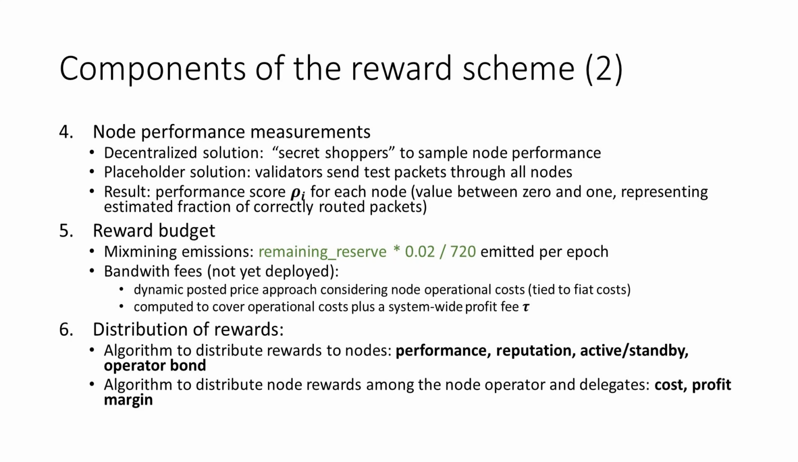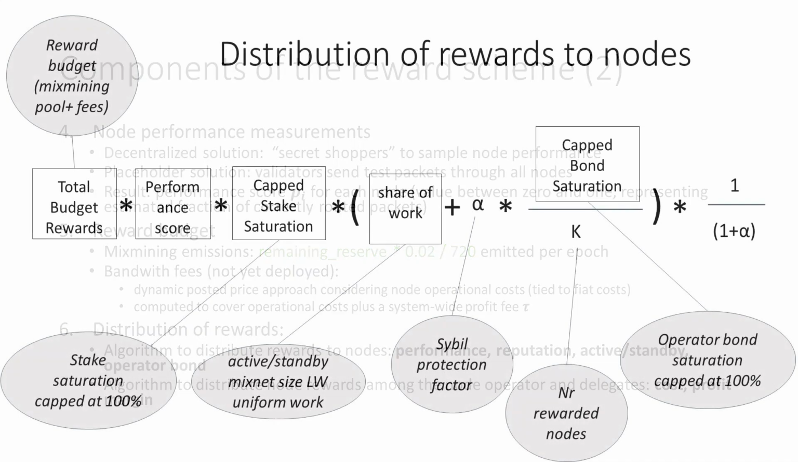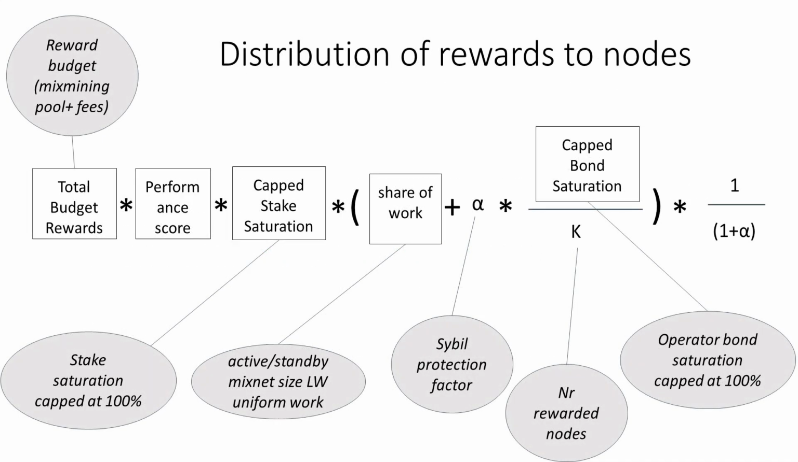And then you have an algorithm to distribute rewards. You distribute the budget that we have for the epoch among the nodes based on performance, reputation, whether they were active or in standby, and the operator bond. And then for each node, you further share between the operator and the delegates, and that depends on the cost and the profit margin. So looking a little bit more in detail, next slide, which I forget to say all the time. This is how the formula looks.